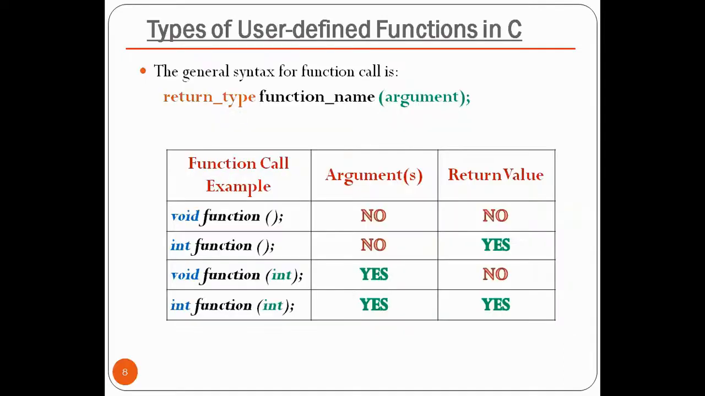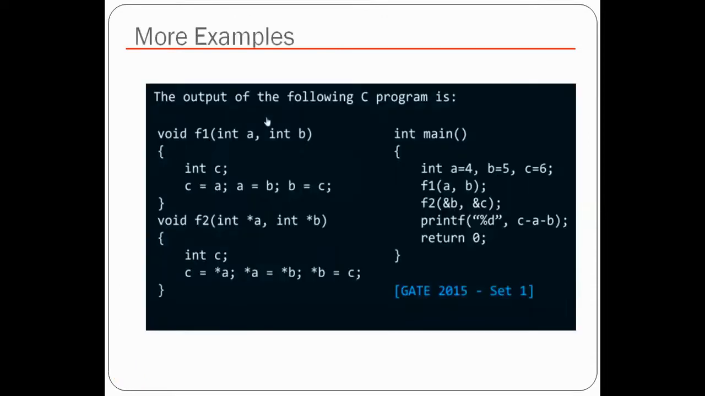Okay, let us do some more examples to understand functions more deeply. This is an example. Okay, what you have to do is tell the output of the following C program. Let us see step by step. This is the function f1 with integer a, integer b. Okay, we will come back to these functions. First of all, let us see the main function.